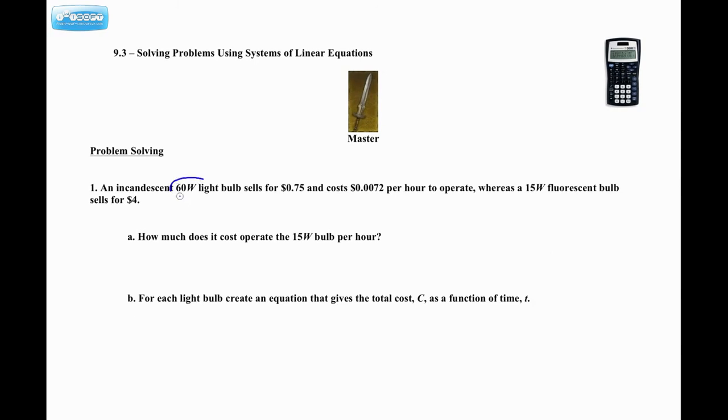The 60 watt light bulb, we know, costs this much per hour to operate. Because this is a 15 watt light bulb, it consumes a quarter of the amount of energy that this one does. Or in other words, the 60 watt light bulb consumes exactly 4 times as much energy as the 15 watt bulb. So the cost has to be divided by 4 as well. We take the cost per hour of operating the 60 watt bulb and divide that by 4, because after all, the 15 watt light bulb consumes less. So we get 0.0018, and this is dollars per hour.